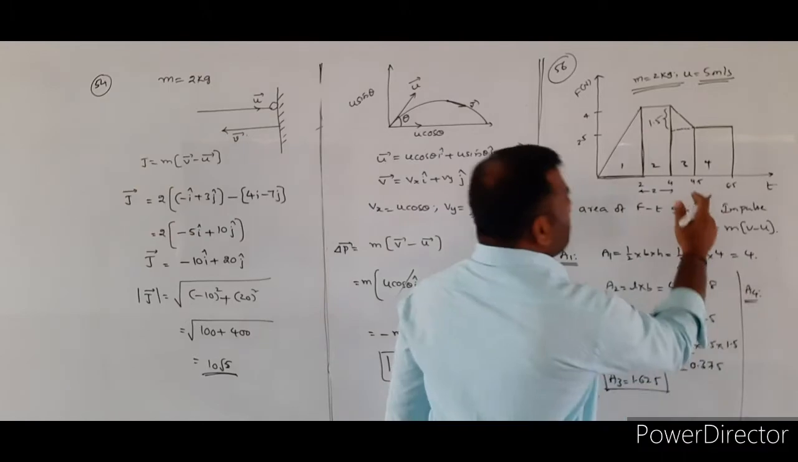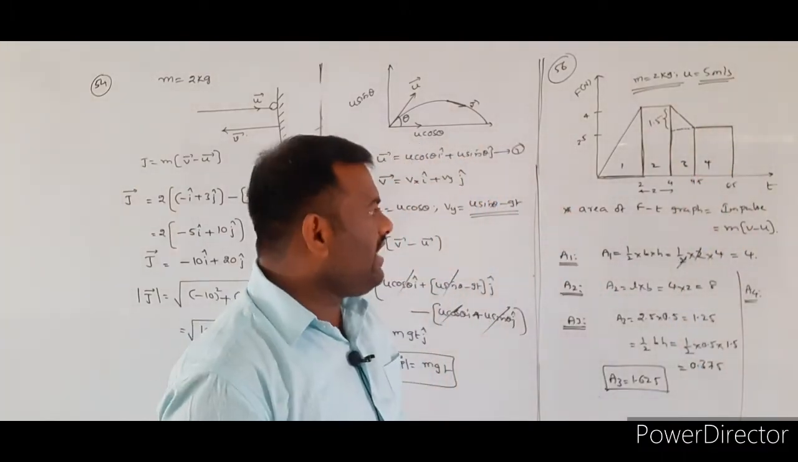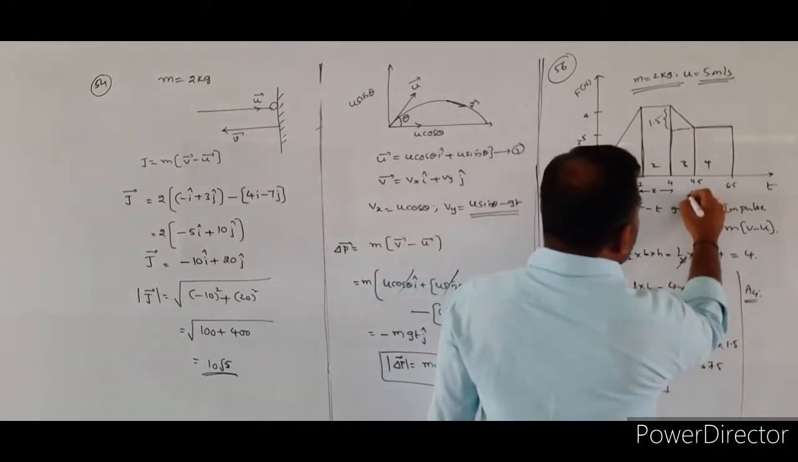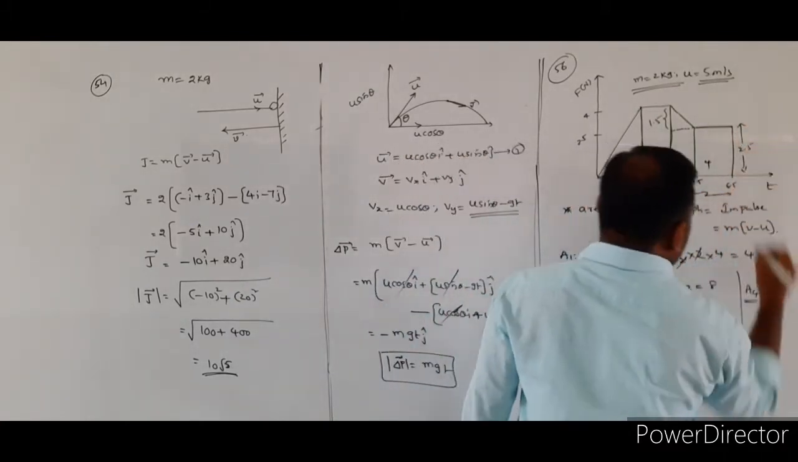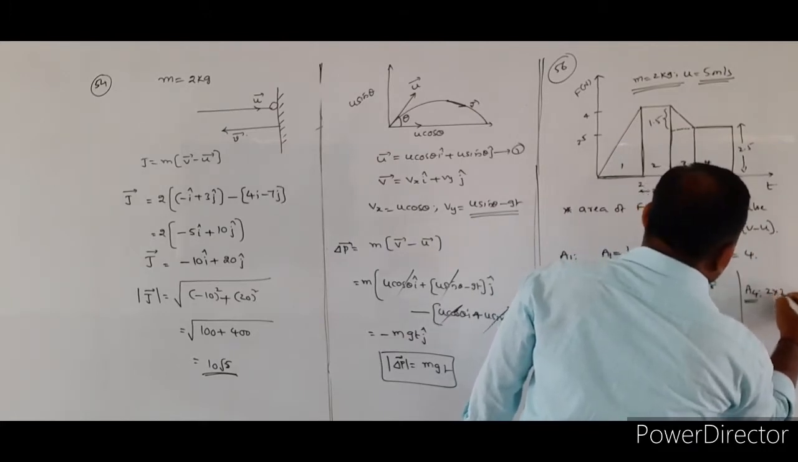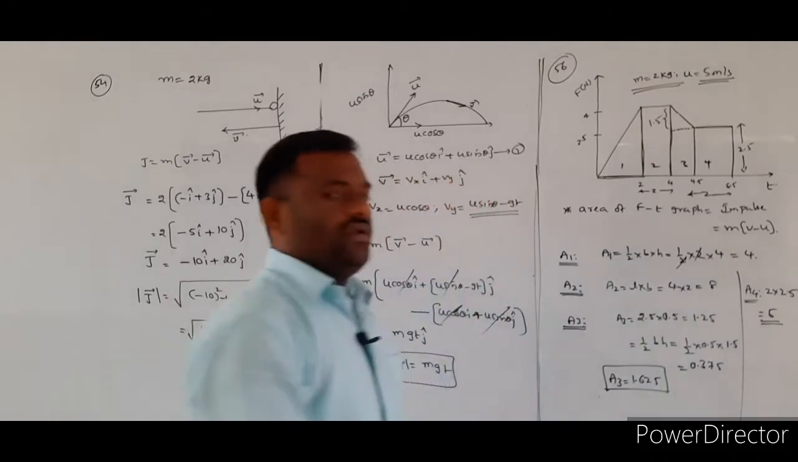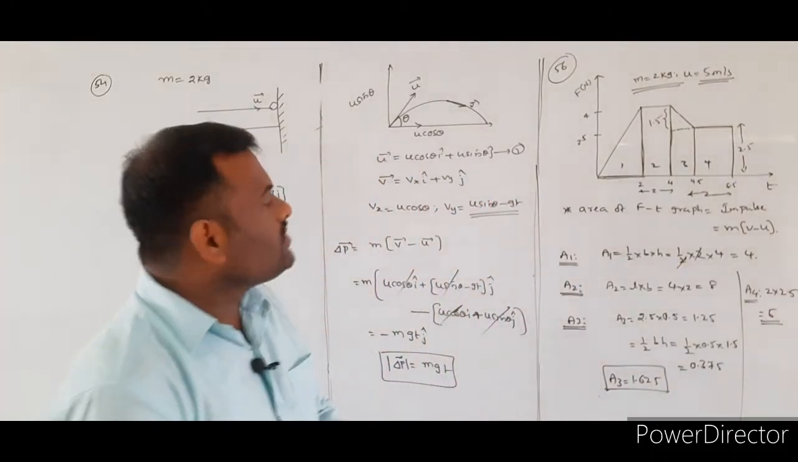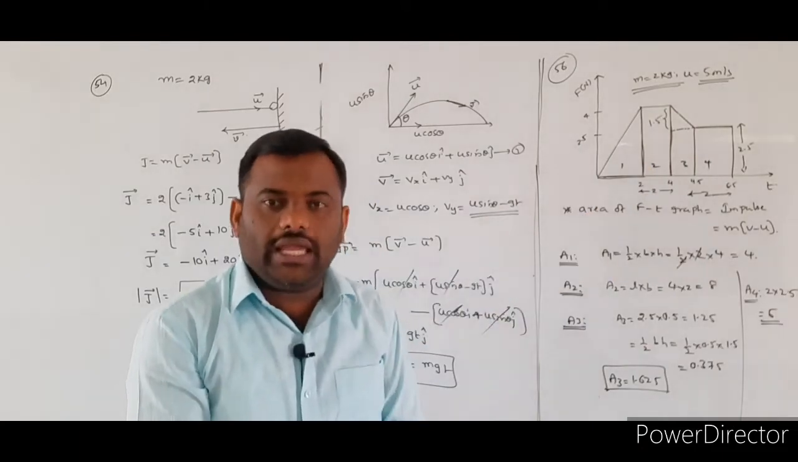Again, see here, the fourth portion will be in the form of a rectangle. So its breadth value is equal to 2, and the height value is equal to 2.5. So A4 value is equal to 2 into 2.5, total value is equal to 5. So like this, we have to calculate the area of each and every portion.